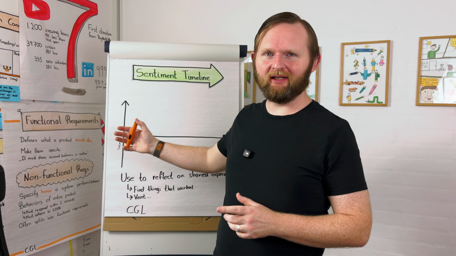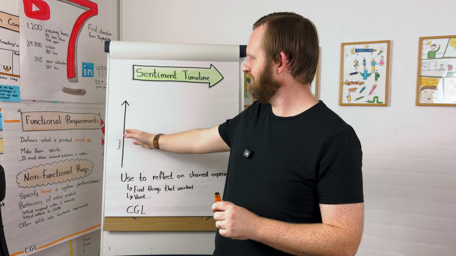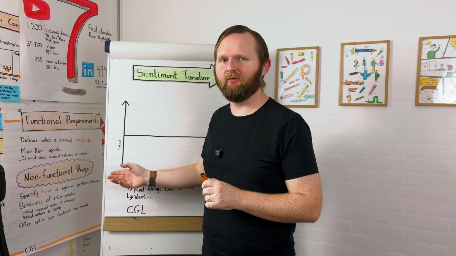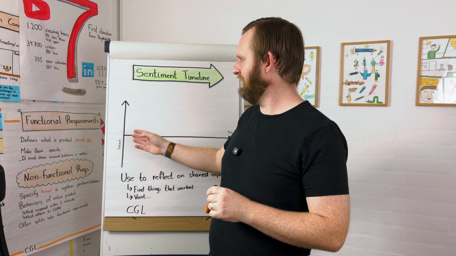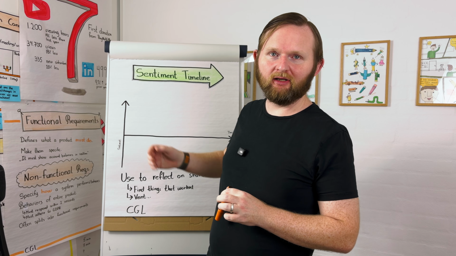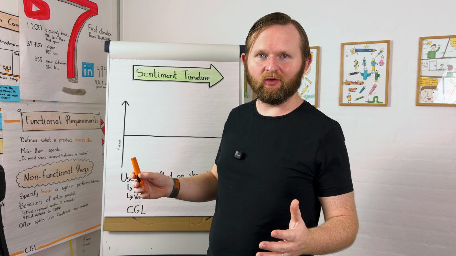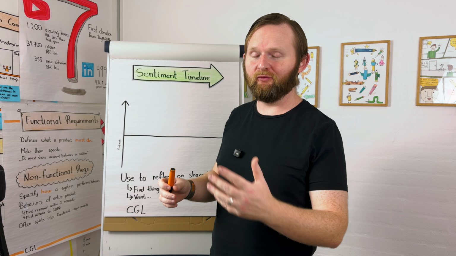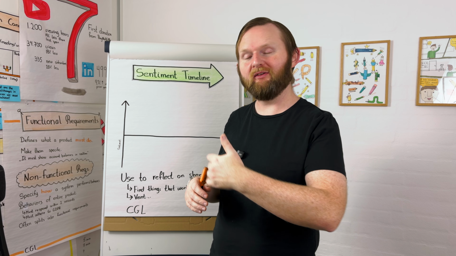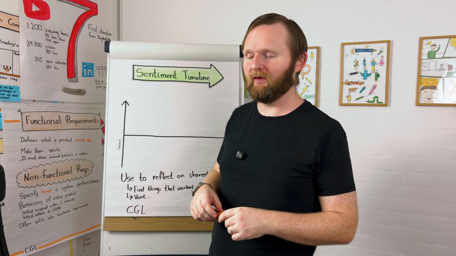So the fundamental idea here is that we create a timeline. And then we have sentiment on the y-axis, and the timeline can be either just a sprint. It can also be a multi-year thing that we have been through together. It again depends on what it is that we are reflecting on.